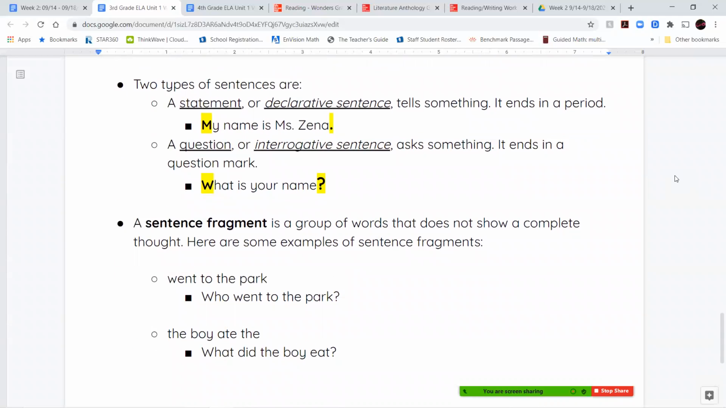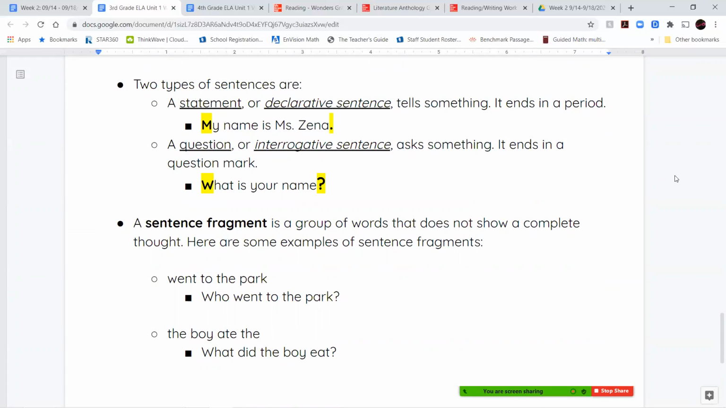Now, we're also going to talk about sentence fragments. A sentence fragment is a group of words, but it doesn't show a complete thought. So you're not sure what's going on in the sentence because it doesn't tell you everything. So a couple examples of sentence fragments are below, and I can say, went to the park. Well, when you read that, you don't know who went to the park. You don't know why they went to the park. It doesn't give you enough information. So when you read something like that, where you feel like stuff is missing, that's a sentence fragment.